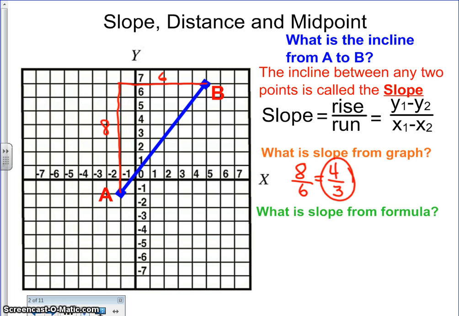So if you get a picture, all you got to do is count up or down and over, and you get the slope. If you go up and over, the slope is positive. If you go down and over, the slope is negative.